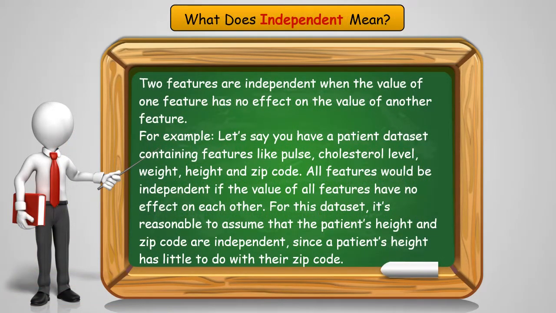Two features would be considered independent when the value of one feature has no effect on the other. Let's take an example of a data set that contains a patient's information, like pulse, cholesterol, weight, height, zip code. Now, in a naive Bayes model, all of those would be treated independently of each other. And for this data set, it's reasonable to assume that a patient's height and zip code are independent of each other, since the height and zip code have little to do with one another.